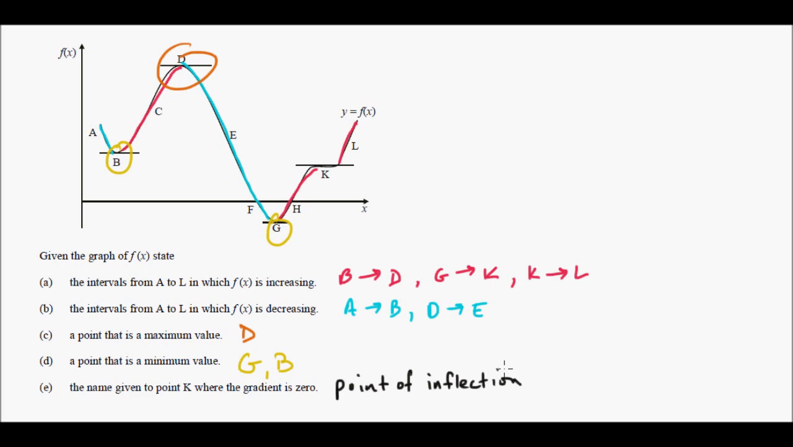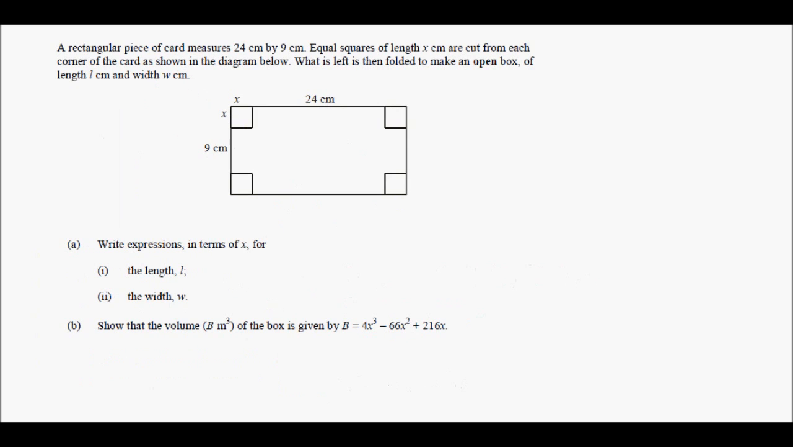Okay, so let's do an optimization problem and really get this going. It says a rectangular piece of card measures 24 centimeters by 9 centimeters. Equal squares of length x are cut from each corner of the card as shown in the diagram below. What is left is folded into an open box of length L times width. Write the expression in terms of x for L.